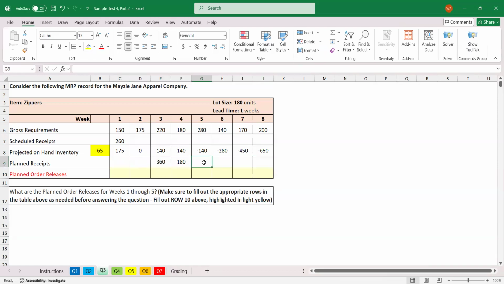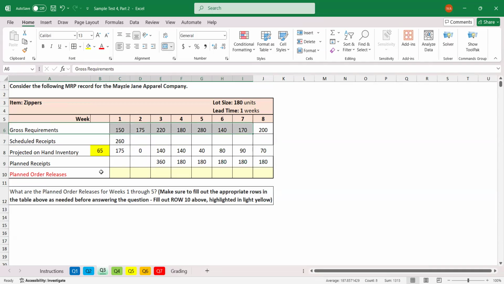We have another negative here. So let's go ahead and order another 180 units. Then another 180. And then another 180. And then another 180. So if we receive this amount of materials each and every week from week 3 to week 8, we should have enough to provide whatever is required to meet the gross requirements over here.